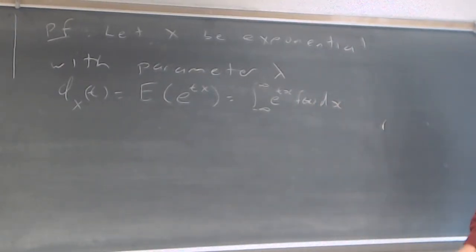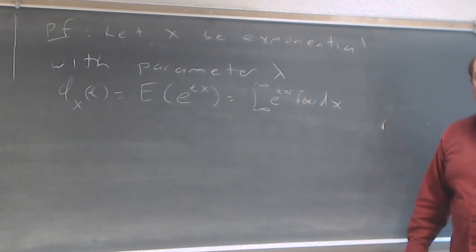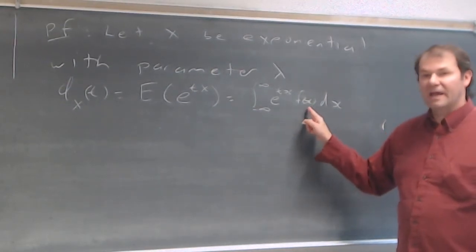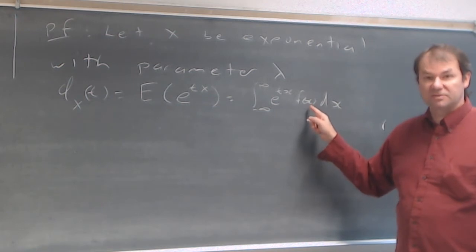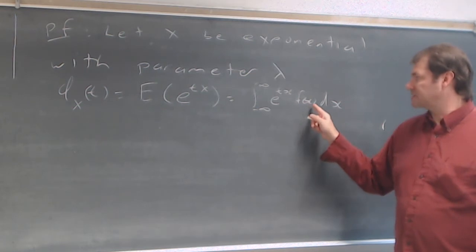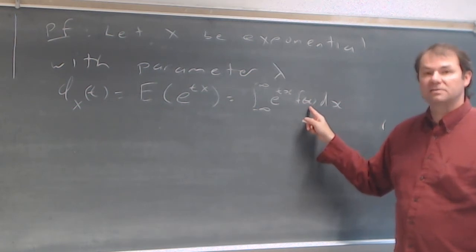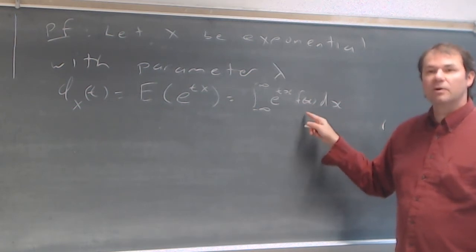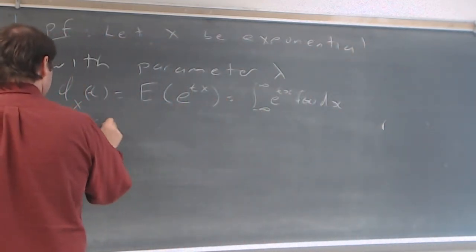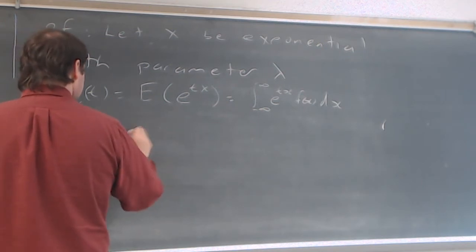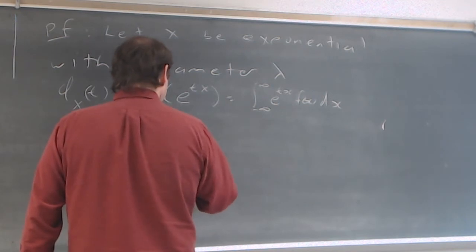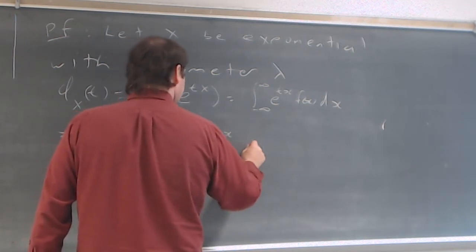Now, if you remember, the PDF for an exponential random variable is equal to lambda times e to the minus lambda x for some lambda that's greater than 0. That's what we're assuming your lambda is. And that's what it's defined to be when x is greater than or equal to 0, and it's 0 otherwise. So that adjusts this integral to be an integral from 0 to infinity of e to the tx times lambda e to the minus lambda x dx.